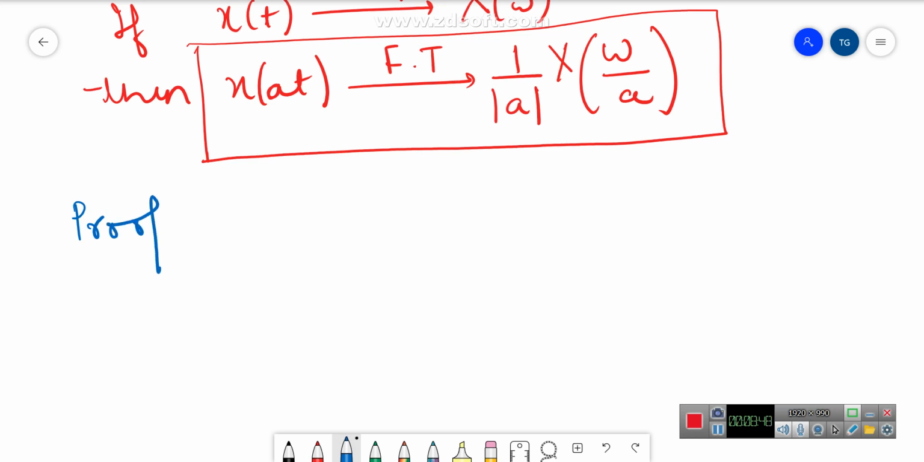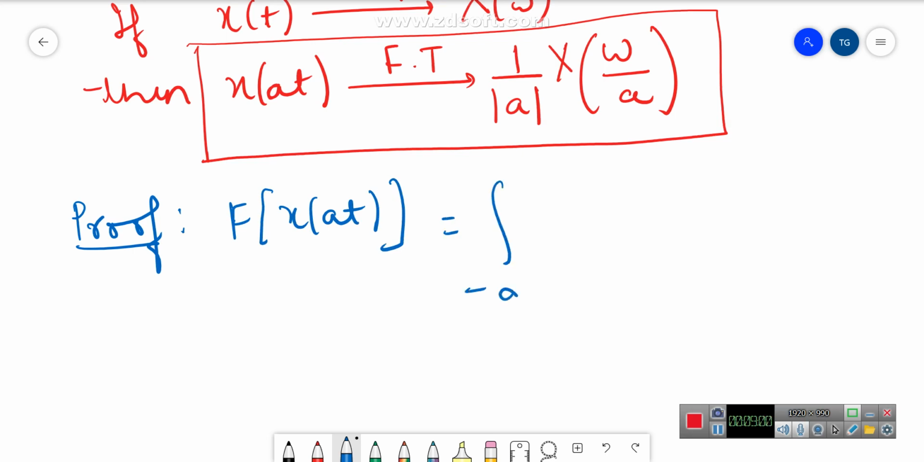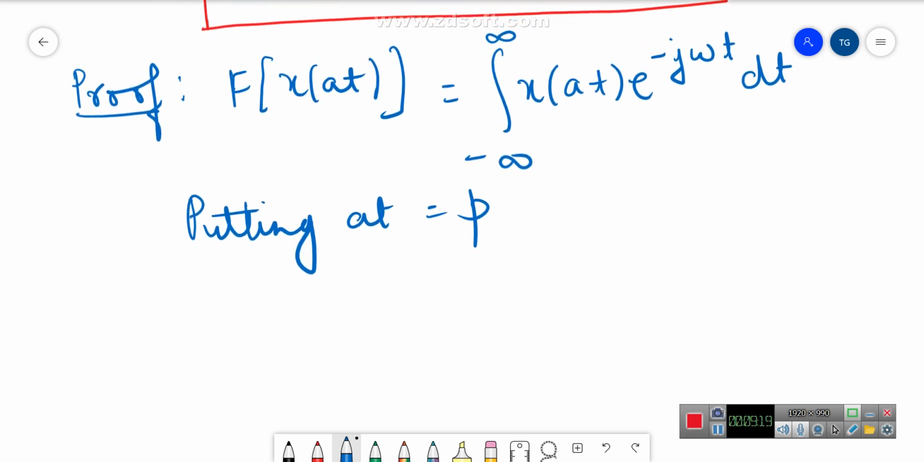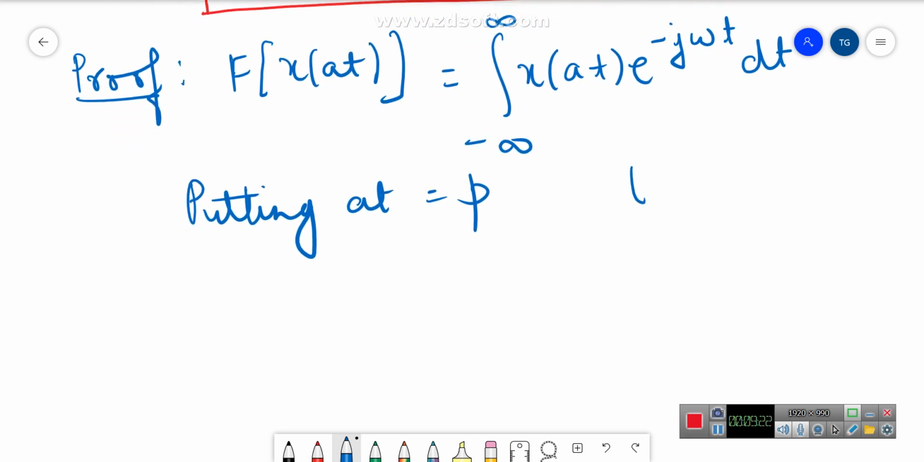So the proof of this property will be, first, just by the definition of Fourier transform, the Fourier transform of x of at will be the integral from minus infinity to infinity of x of at, e to the power minus j omega t, dt. So now we can substitute, putting at is equal to p. Some other value we are putting in place of at. So t will become p by a, and dt will be dp by a.